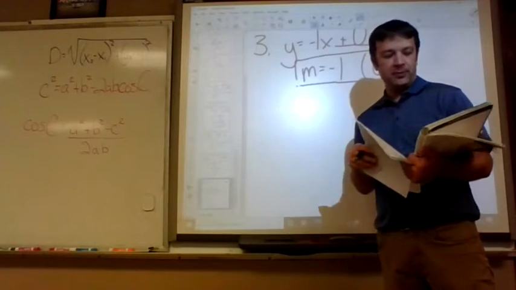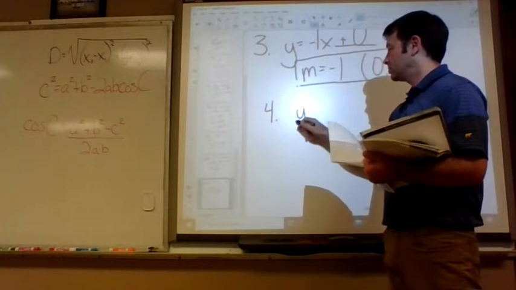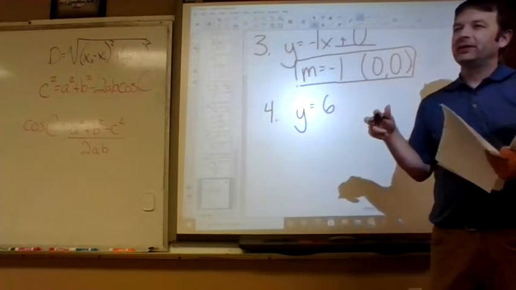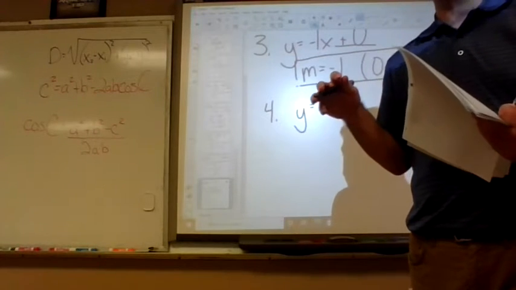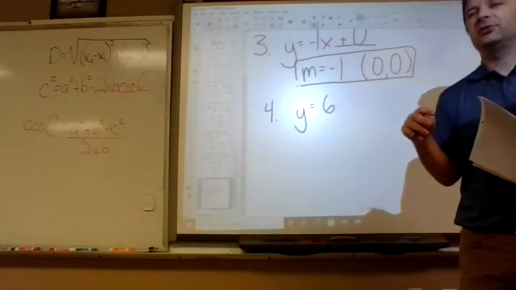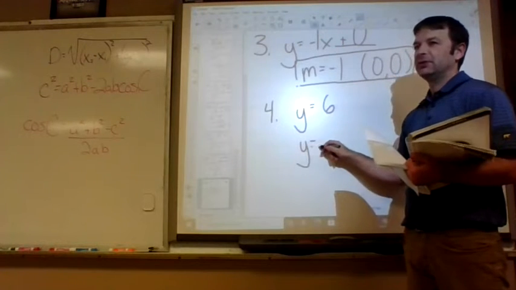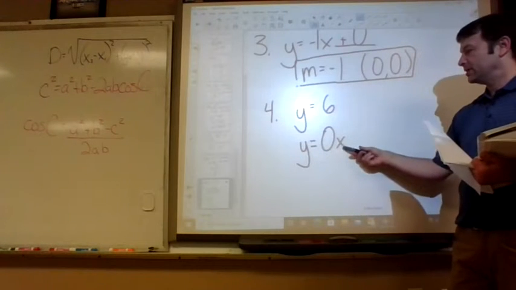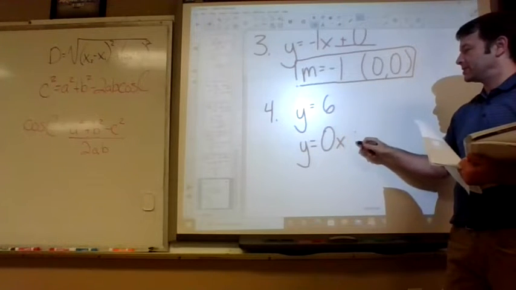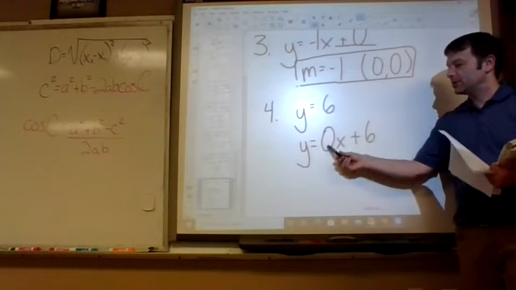Okay, on number 4, it's also weird, so we need to talk about it. I don't see any x's on number 4. So what number is in front of the x? 0. If there's no x's, that's like a 0x, right? And then there is a 6 in there though, so that's kind of like 0 plus 6. So it's 0x plus 6.